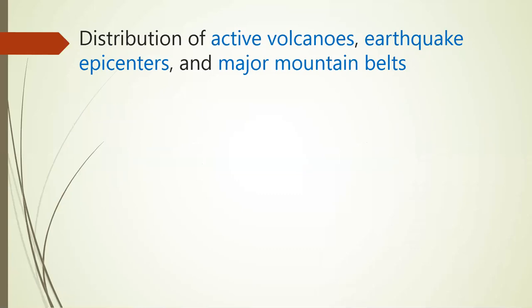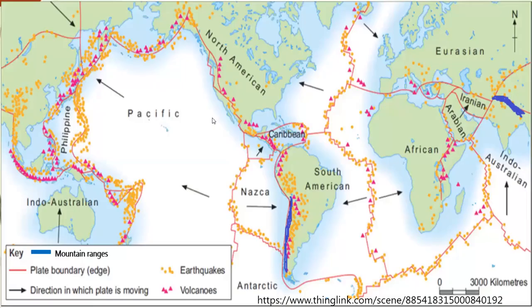When we say major mountain belts, we are actually talking about the mountain ranges. If you're familiar with mountain ranges, the most famous one is probably the Himalayas, where we can find Mount Everest. Now, this map shows how the earthquake epicenters, the volcanoes, and the mountain ranges are distributed.